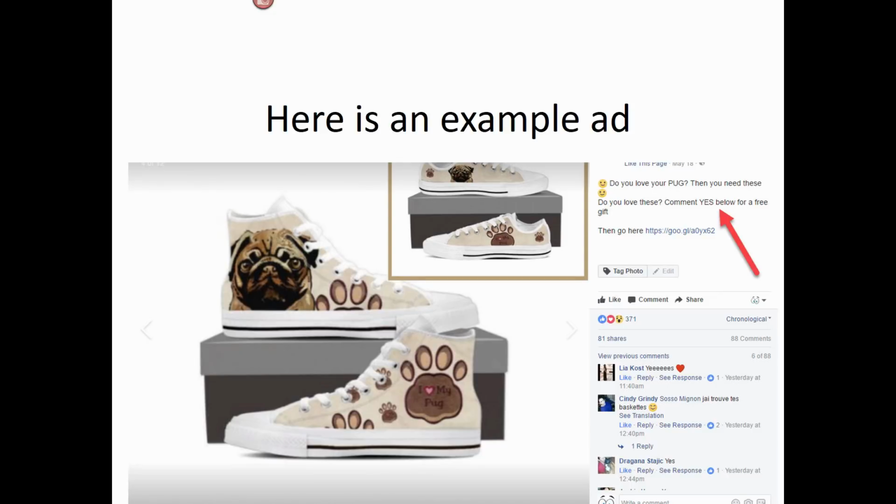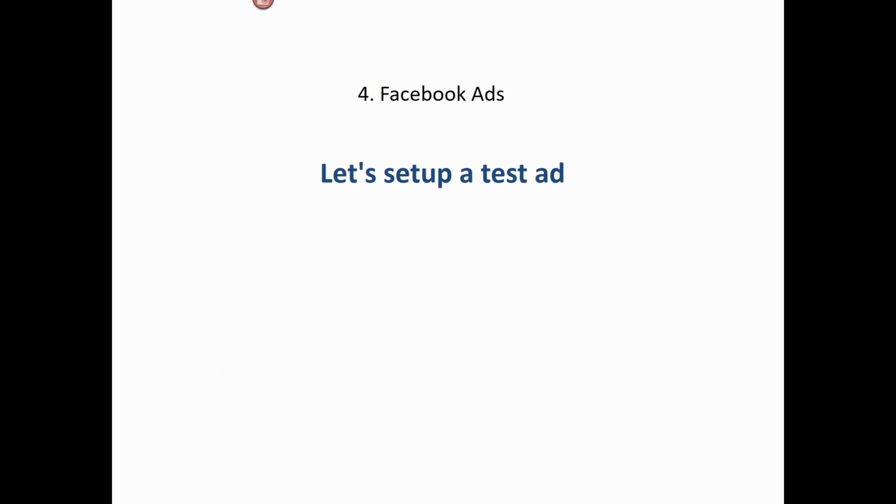Back in the day, about a year or two ago, you used to have people have buy now today and then have a big old price tag. You don't want to do anything like that. You just want to get a conversation going.